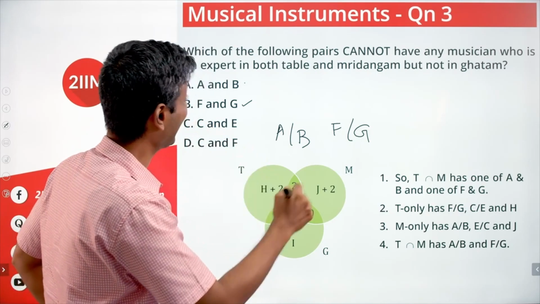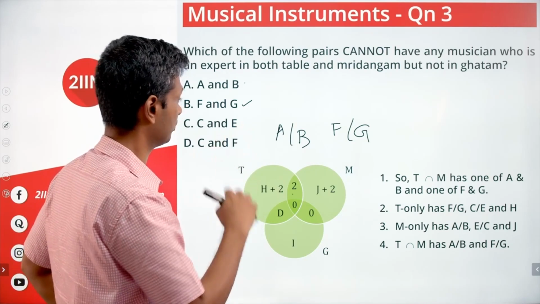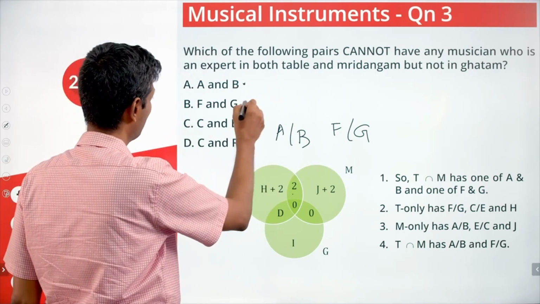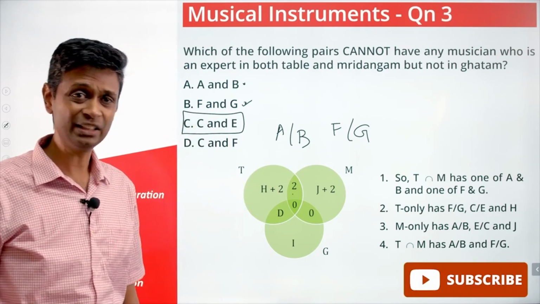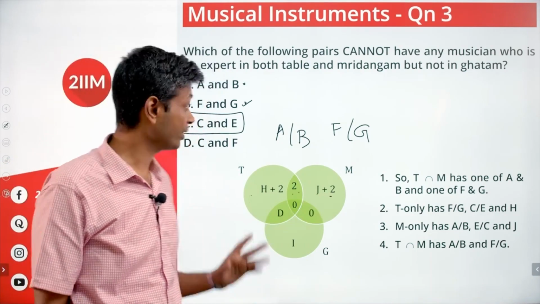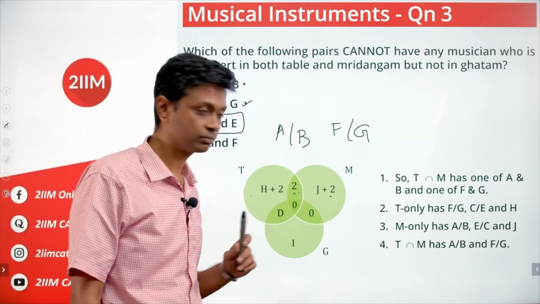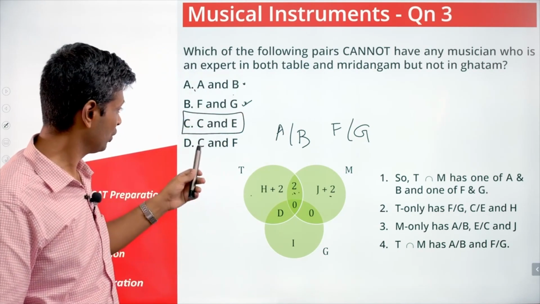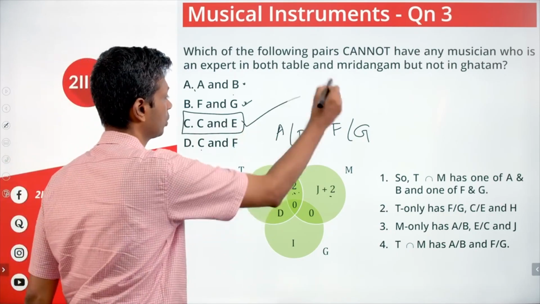Okay, which of the following pairs cannot have any musician who is an expert in both tabla and mridangam but not in ghatam? So A, B, F, G. So A and B, A is there. So this could be a possibility. F and G both are there. C and D, this is the answer we're looking for. C and E both cannot sit here. One of C or E sits here, the other sits here. So the question says, tell me the two that cannot be in T intersection M but not G. A can be, B can be, F can be, G can be. C cannot be, but F could be. C and E cannot be. That's the answer we are looking for.